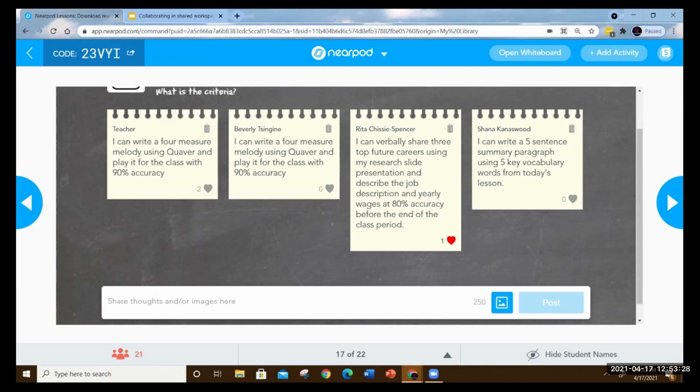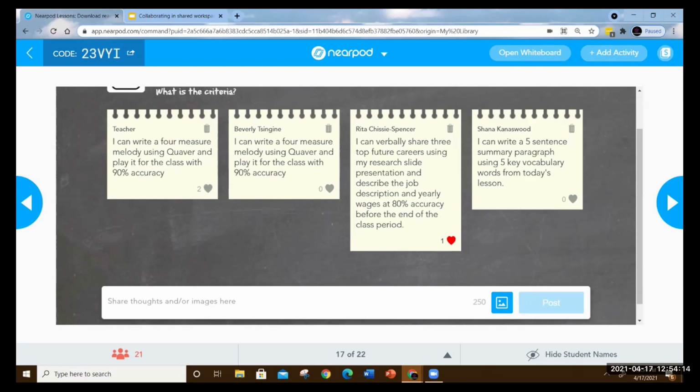I can write a 5-sentence summary paragraph using 5 key vocabulary words from today's sentence. Okay, so Shayna, what do you want them to summarize? I can write a 5-sentence paragraph summarizing something using 5 key vocabulary words. Can you change that so that you can include what you want them to summarize? Because that's your target, right? A summary paragraph could be about anything, so you want to be specific. What are they summarizing? Try changing that, Shayna. But that's a really good start.